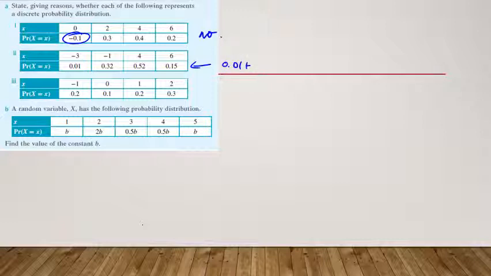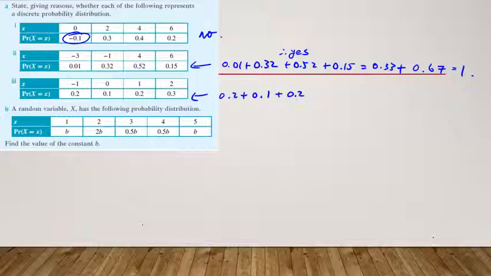So 0.01 plus 0.32 plus 0.52 plus 0.15, 0.33 plus 0.67, which just gives us a 1, so yes. Alright, third one, 0.2 plus 0.1 plus 0.2 plus 0.3, that gives us 0.3 plus 0.5, which is 0.8, so no.